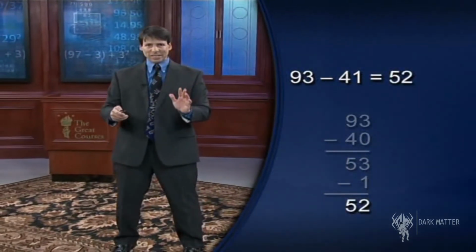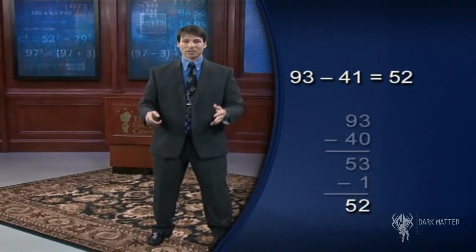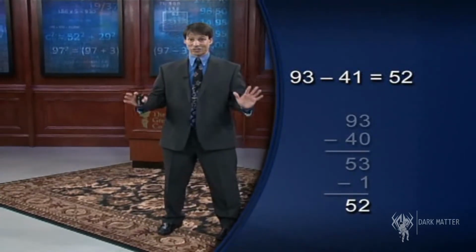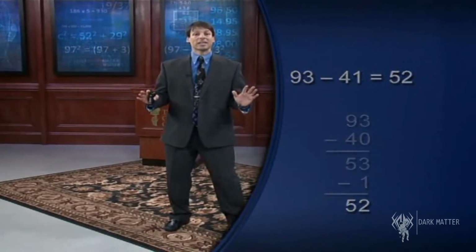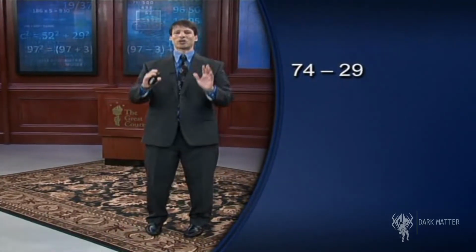So you have a new, simpler problem, 53 minus 1, which is 52. Now that problem was easy because of the ones digit. The 3 is bigger than the 1, and that made things easier. Let's try 74 minus 29. That'll be a little trickier. Now there are two ways you can do this.